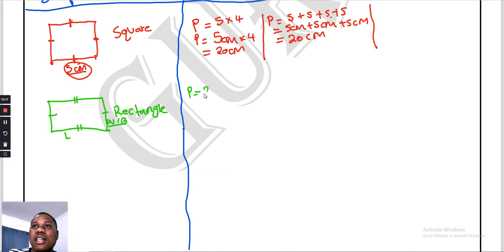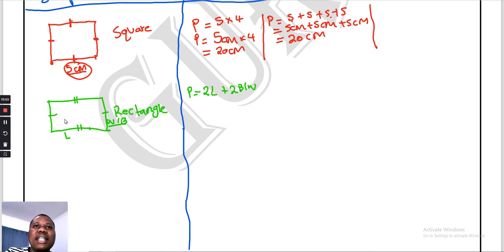We say 2 length, because if we check, we're going to have this length opposite this length. Remember, they are the same because they are opposite each other. So it's going to be plus 2 breadth or width, depending on which one you want to use. If you want to say breadth, stick to breadth. If you want to say width, stick to width. So what is happening with this object? You need to be given how much is your length and how much is your breadth.